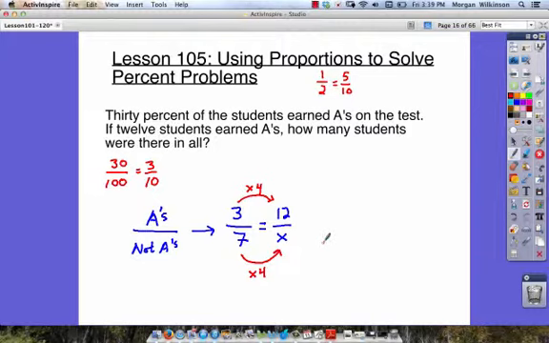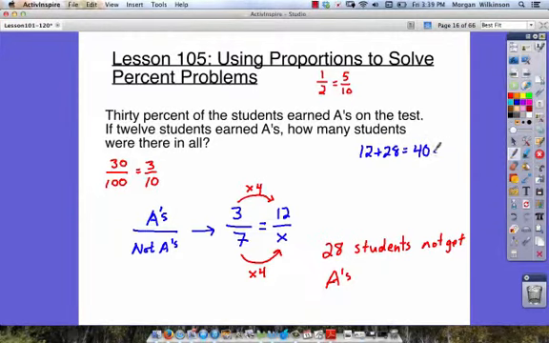So how many students were there in all? Well, if there are 28 students who did not get A's, we can figure out how many students there are in all by taking those who got A's and those who did not get A's. 12 plus 28, that's going to be our final answer. 12 plus 28, well, that must be 40. There must be 40 students in all in this class. We could go ahead and box our answer and move on to our next question.